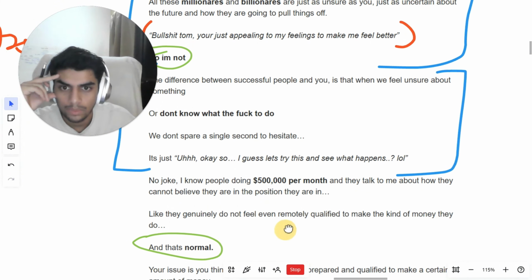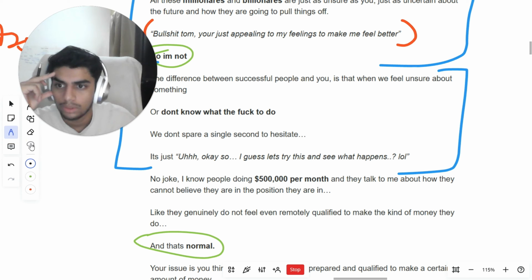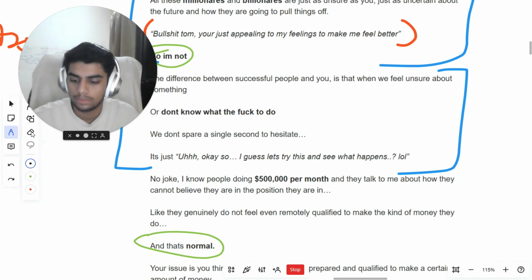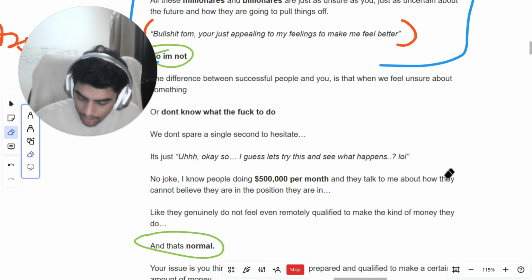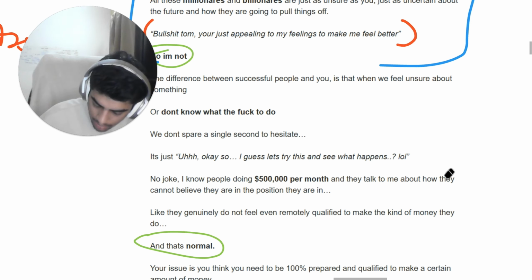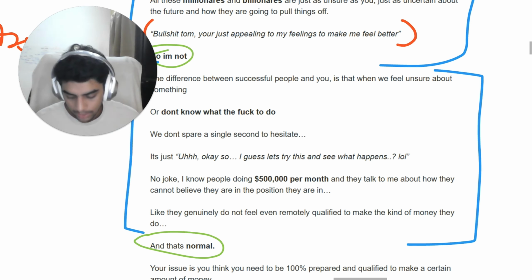Like, wait a minute. Where is it? What the fuck? Let me just remove it. Okay, let me just change it quickly. What I see is justification. All right.